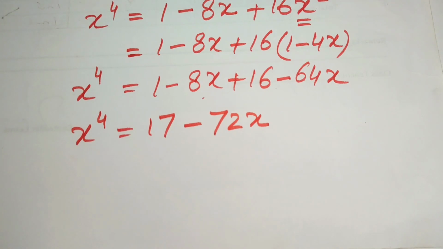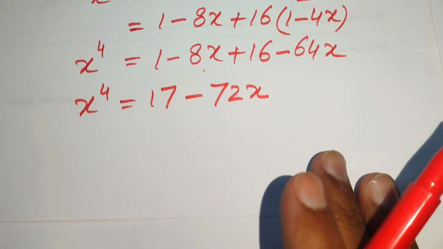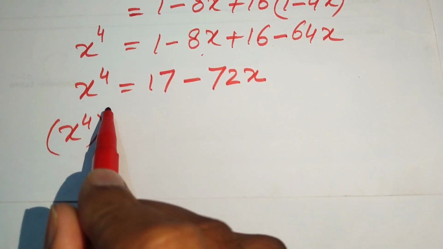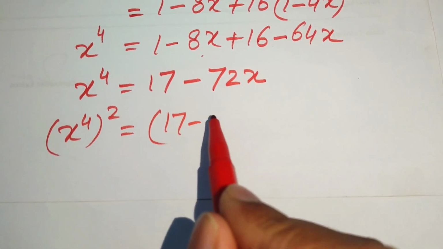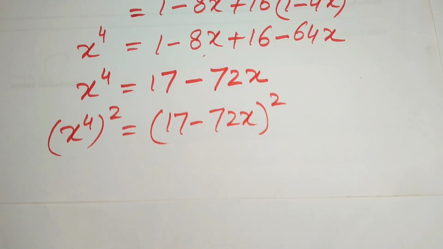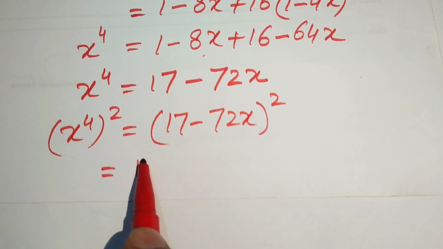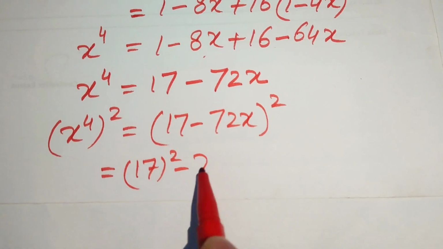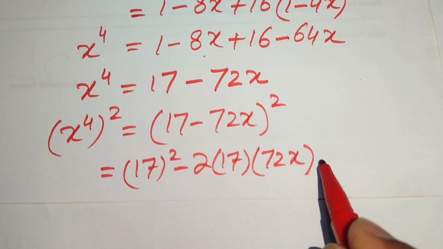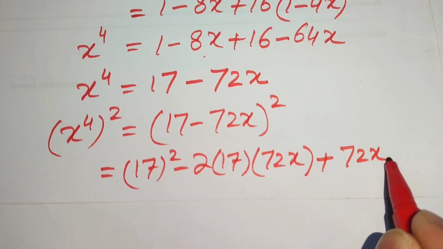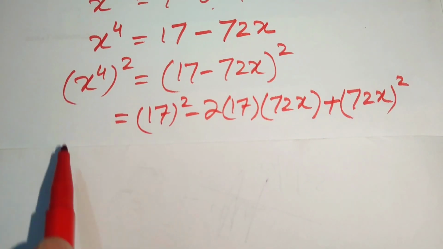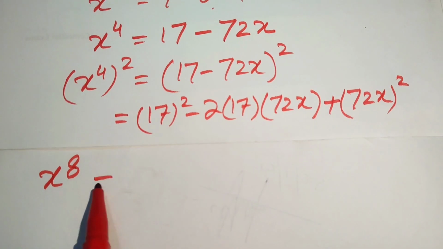So now in order to find the value of x to the power of 8, here we again need to apply the squaring on both of the sides, then you get x^4 squared equals 17 minus 72x and its whole square. So now again we apply the square identity, and we know that 17 squared minus 2 times 17 into 72x plus 72x whole squared. So after that, in the left hand side, we have x to the power of 8 equals.